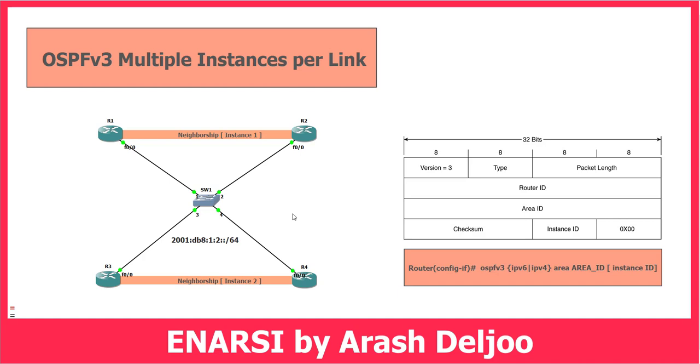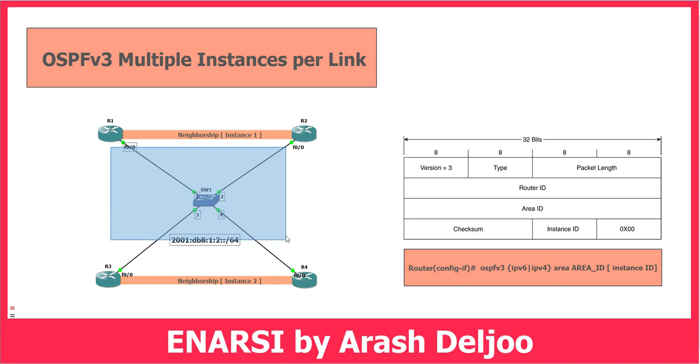But in OSPFv3, we have a new field. We call it instance ID. Instance ID is useful when we are forming neighborship with multiple instances on one link. Look at here, we have one link. This link has four connected routers.